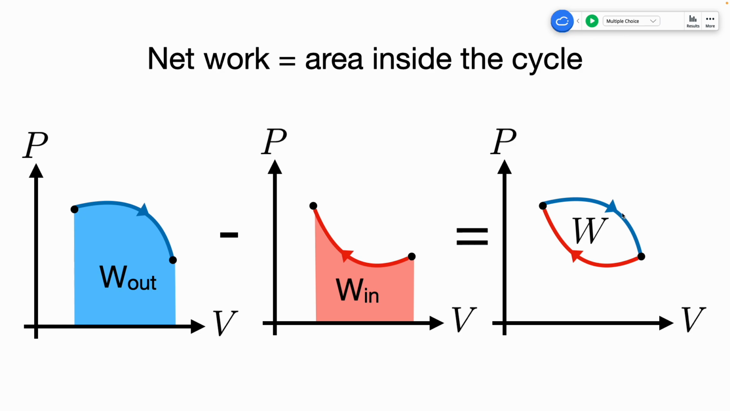If the loop is going this way, then you can tell it is doing work to the environment. If it goes in the opposite direction, then the work is flowing into the gas. Okay? Any question?